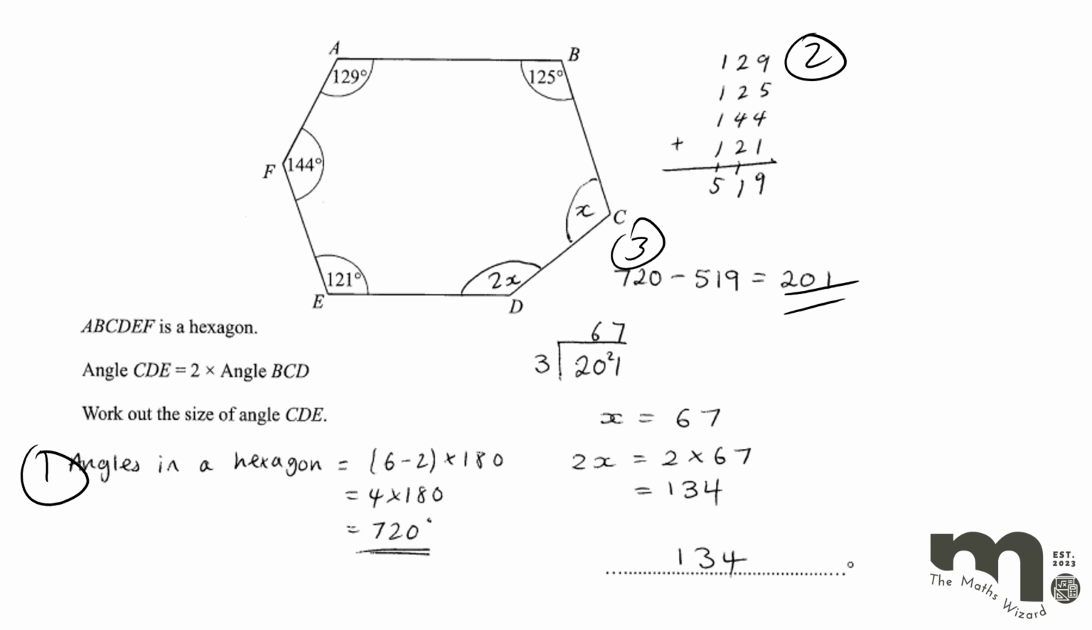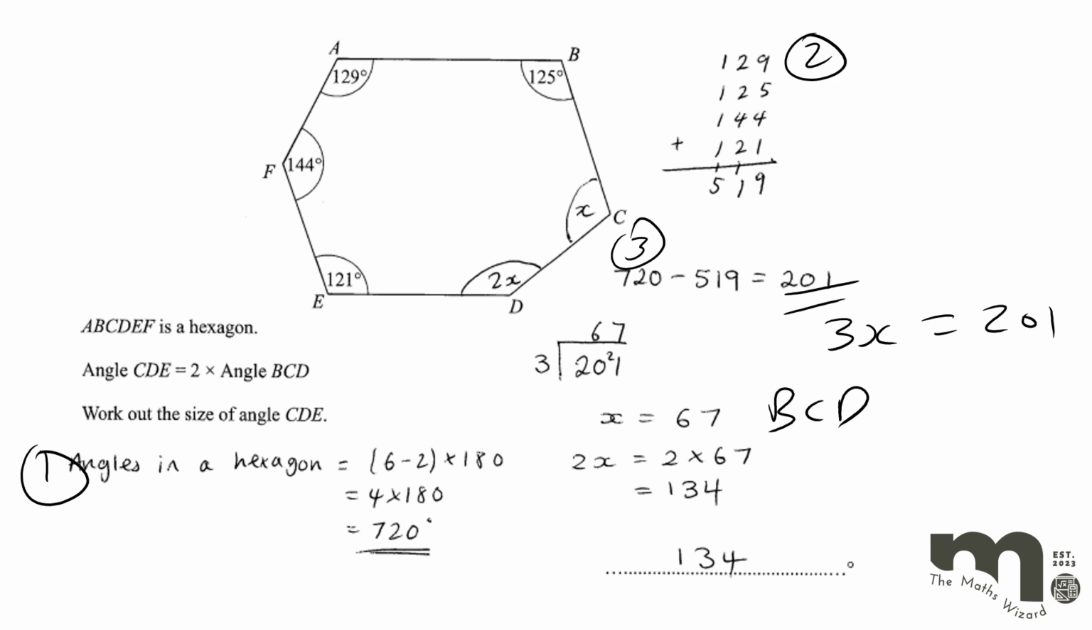And what we can see on this working out is we've used a bit of algebra to help us get to the answer. So we know that that is 2 lots of that. So if we label this angle as 2x and this angle as x, we've therefore got 3x in total. So we know that 3x has got to be 201. So if we do 201 divided by 3, that'll tell us x. So that'll tell us BCD, which is this one there. And if we double it, we'll get to 2x, which is the angle we are looking for, which is CDE, which is 134 degrees for that.